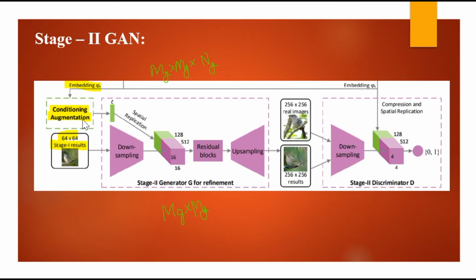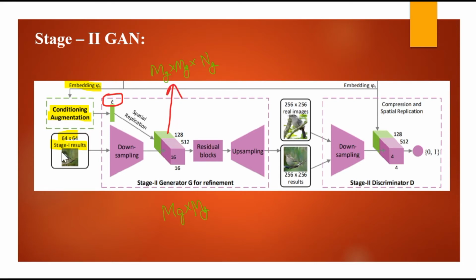Now a point to be noted here is that the stage 1 and stage 2 conditioning augmentation comprises of different fully connected layers. So as a result, the mean and the standard deviation that is generated by each of these blocks are different. So naturally the latent variable or our conditioning vector will also be different, right? So here the conditioning vector is represented by C sharp. Now the C sharp is spatially replicated to generate a text tensor of size mg by mg by ng.